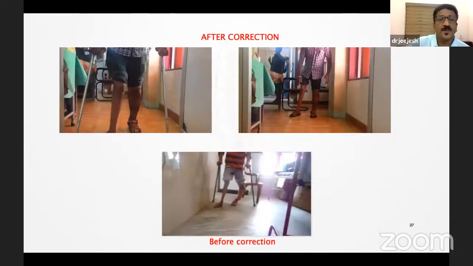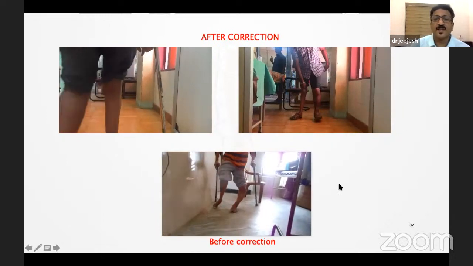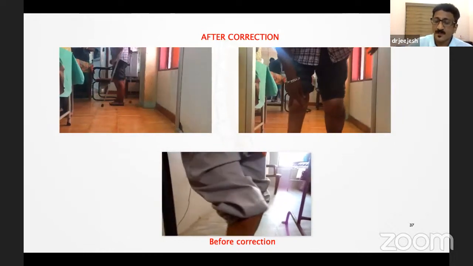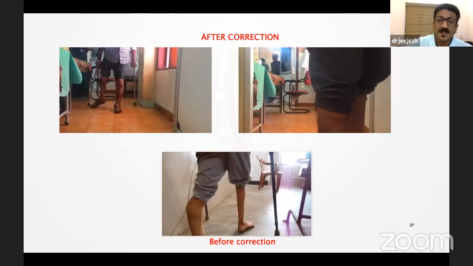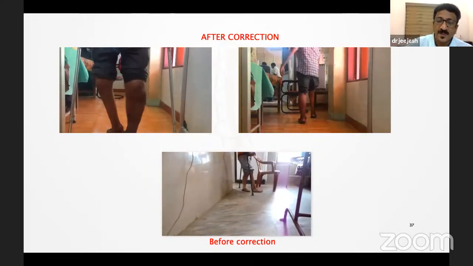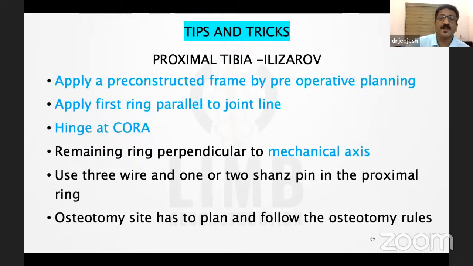As you can see, he can walk properly with the 2 crutches, and he can walk with a hand-to-knee gait without pain. A normal pattern resulted. Then below you can see the pre-op video, before correction. And I could achieve a total duration of 6 months in the first stage and 6 months in the second stage. Biology is not disturbed by applying this Ilizarov gradual principle, and there is no pain at the knee.